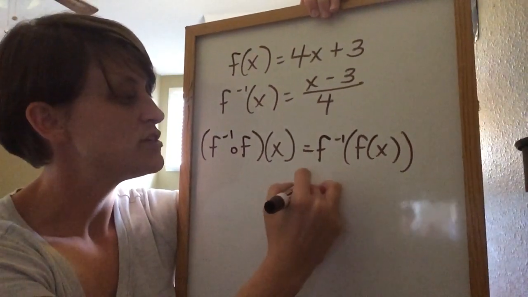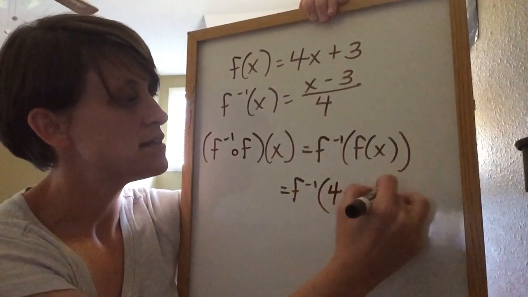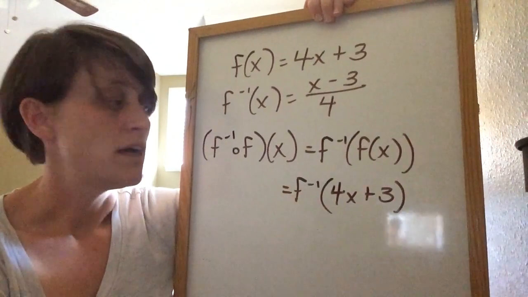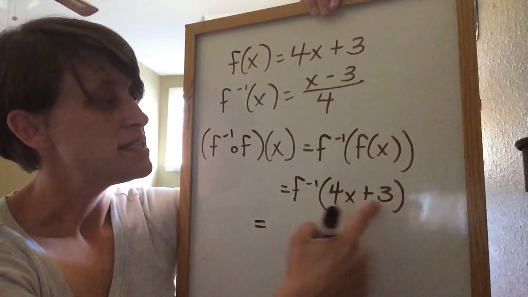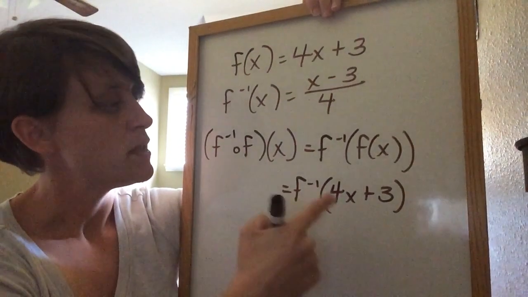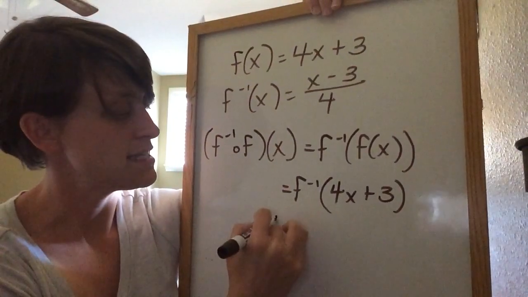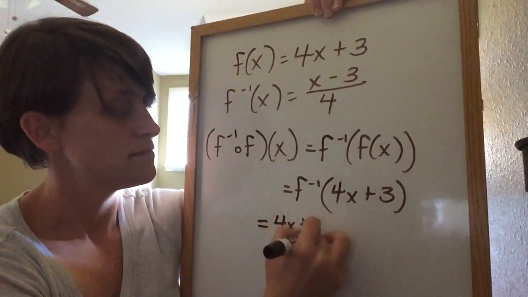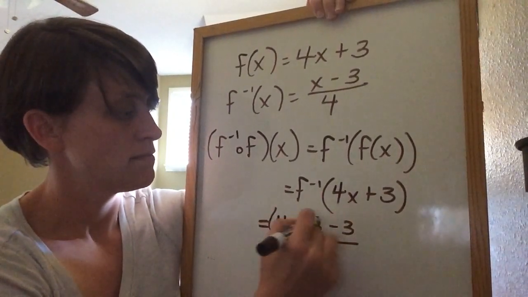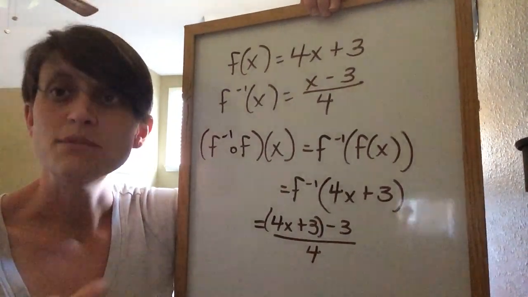Inside out, so f inverse just hangs out for a second. F of x is 4x plus 3. There's no simplifying to be done. Those are not like terms. So the best thing we can do is substitute in for the variable in f inverse. So let's do it. So this goes in place of x. Everything else in the function stays the same. So there it is. So now let's see what happens.